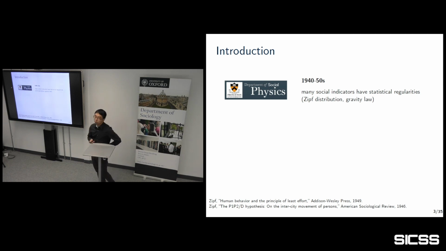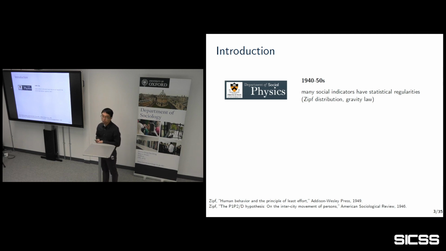Zipf distribution is one type of power law distribution, which was popularized by the American linguist George Zipf, who studied the distribution of the frequencies of the words in a document, and he found that the frequency of a word in a document is inversely proportional to the rank of the word in the frequency table. That means the most frequent word appears two times as often as the second most frequent, and three times as many as the third most frequent.